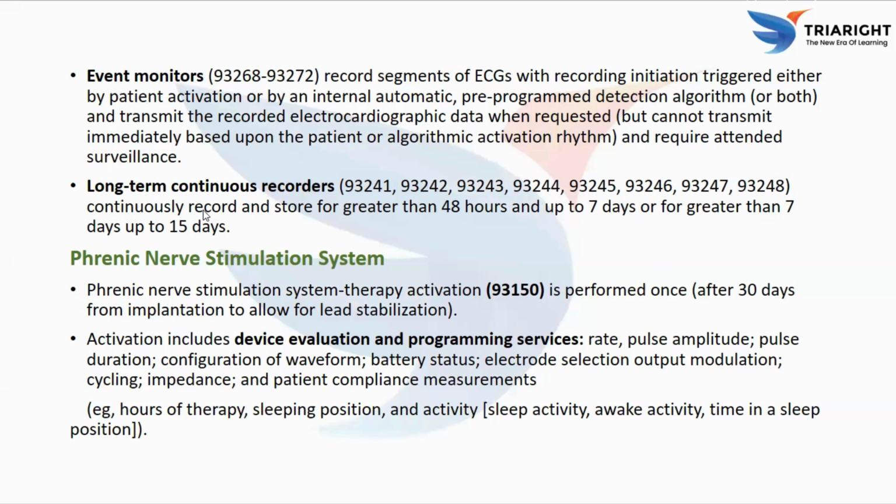And long-term continuous recorders. The code ranges are 93241 to 93248. So what are these devices? They continuously record and store ECG data for longer durations than Holter monitors. So what are the recording durations? More than 48 hours up to 7 days, and more than 7 days up to 15 days. This fills the gap between Holter, which is less than or equal to 48 hours, and event monitors or telemetry. So for example, a patient has dizziness once every few days. In these cases, a 24-hour Holter was normal, so use a long-term continuous recorder.